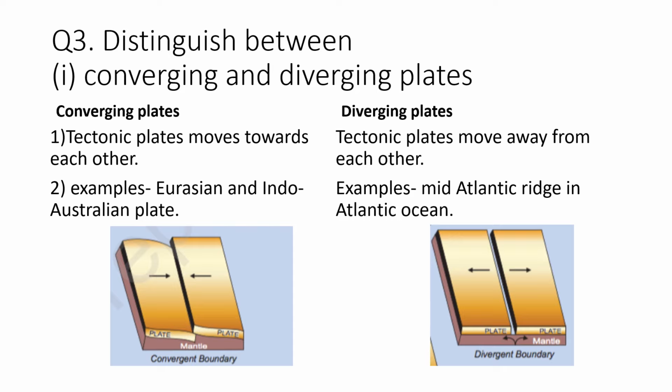Second one is, examples of converging plates are the Eurasian and Indo-Australian plates. An example of diverging plates is the Mid-Atlantic Ridge in the Atlantic Ocean. These are diagrams of both convergent and divergent boundaries.